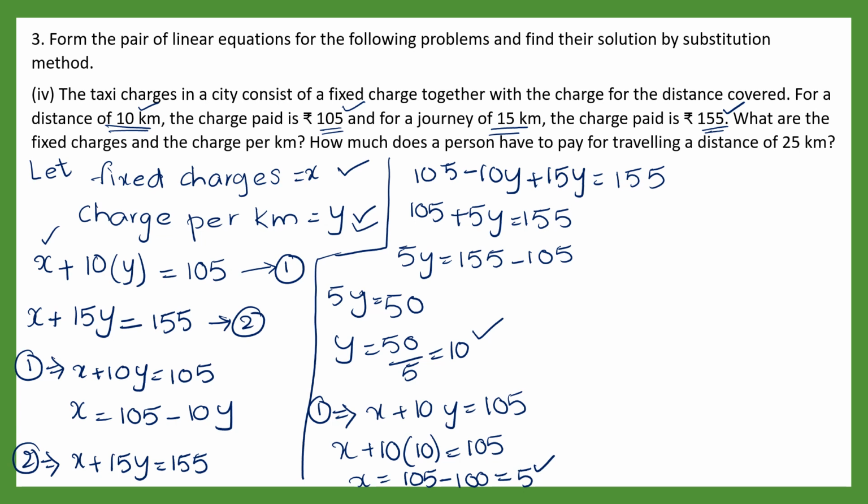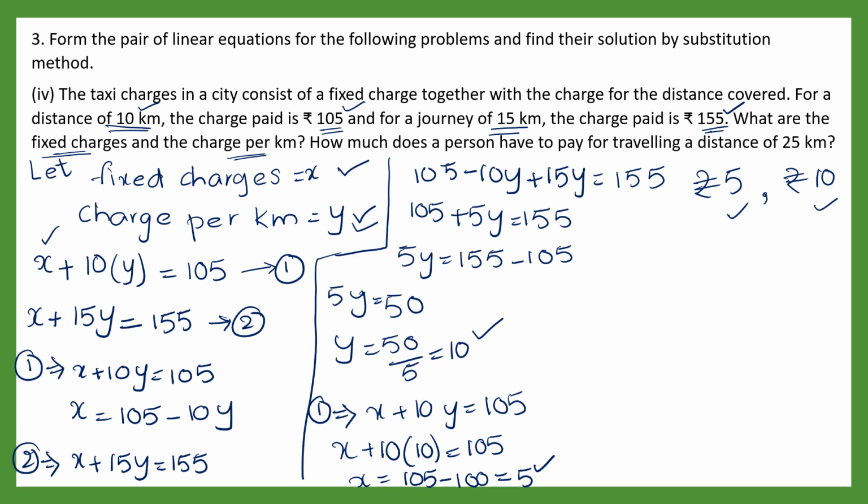Fixed charge is 5 rupees. This is the fixed charge, and the charge per kilometer, that is Y, that means you got 10 rupees. One is the fixed charge, one is the charge per kilometer. Now one part of the question is solved. You got the fixed charge as 5 rupees and the charge per kilometer as 10 rupees.